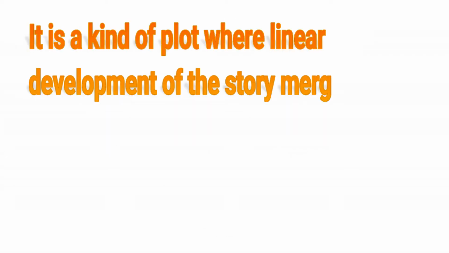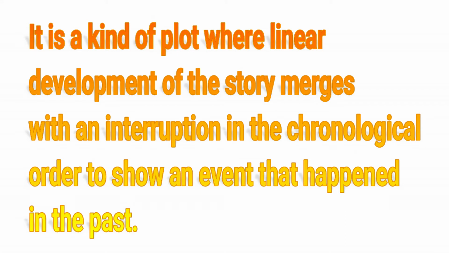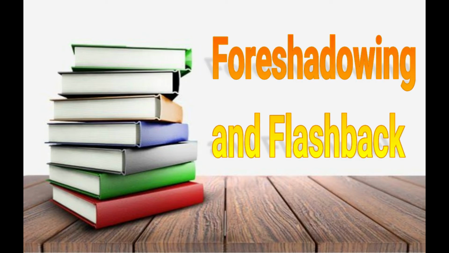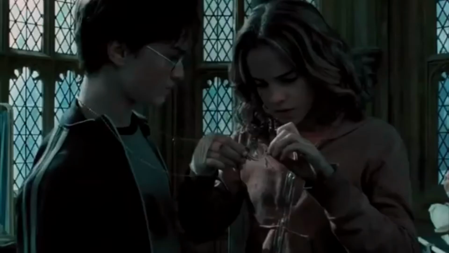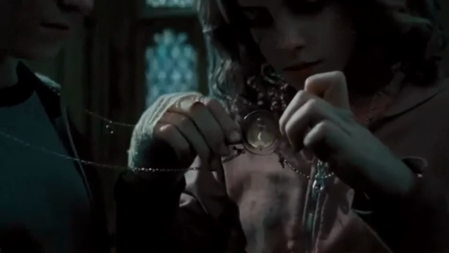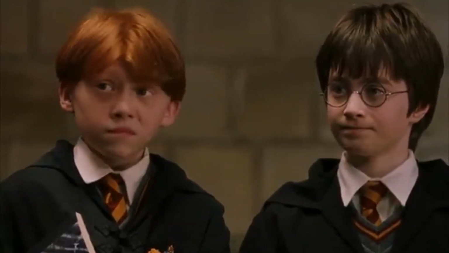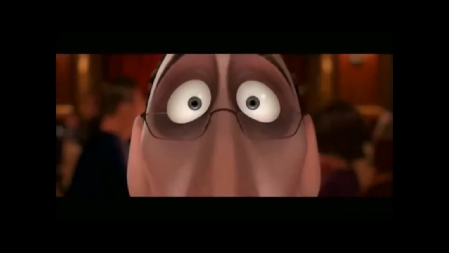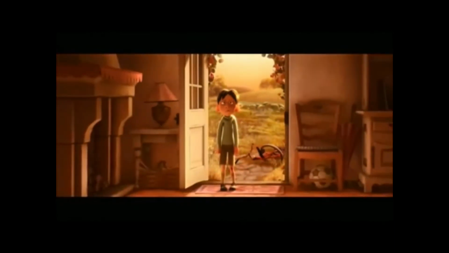It is a kind of plot where linear development of the story merges with an interruption in the chronological order to show an event that happened in the past. To further elaborate, the terms foreshadowing and flashback are usually used in this kind of plot. Foreshadowing is the clue given to the audience to give a hint on what will happen next in the story, while flashback is the throwback to an event that happened in the past to explain the current happening in the story.